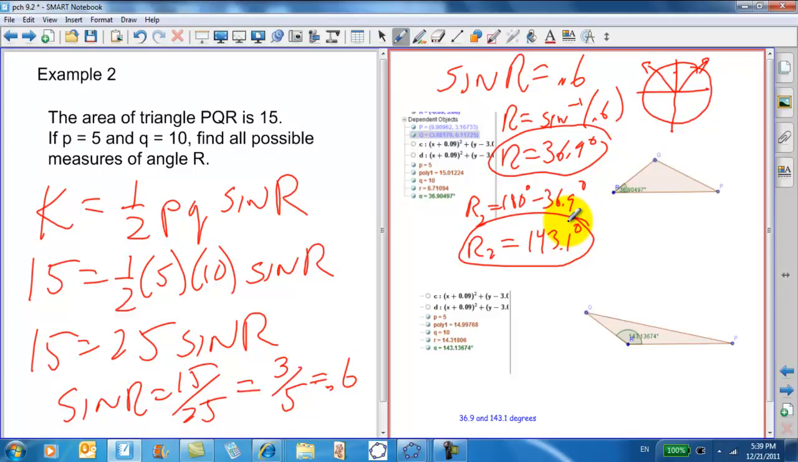And that's something you have to be careful of. When you use sine to solve for an unknown angle in these general triangle problems, whether it's area or, as we're going to see tomorrow with law of sines, you might end up with a couple possible answers.